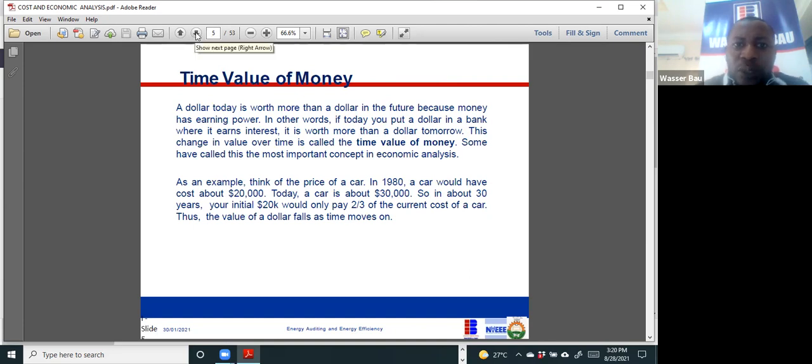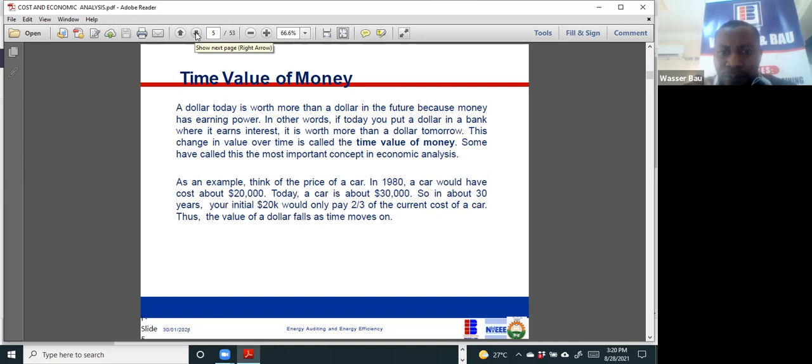So here, it says $1 today is worth more than $1 in the future because money has earning power. In other words, if today you put $1 in the bank where it earns interest, it is worth more than $1 tomorrow. This change in value over time is called the time value of money.